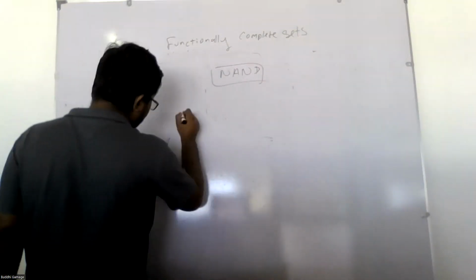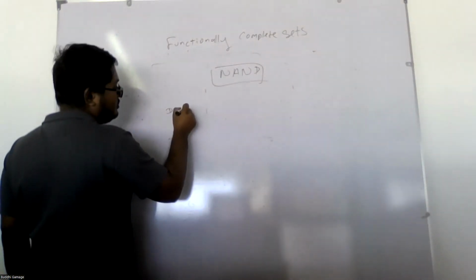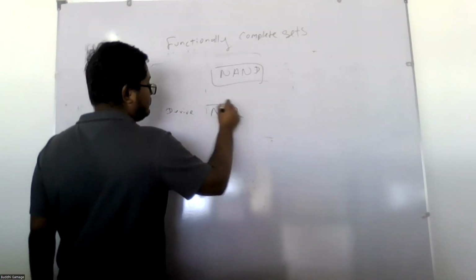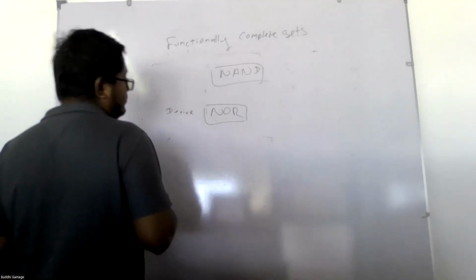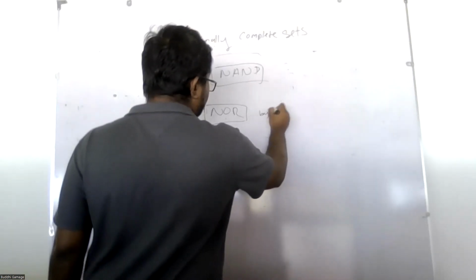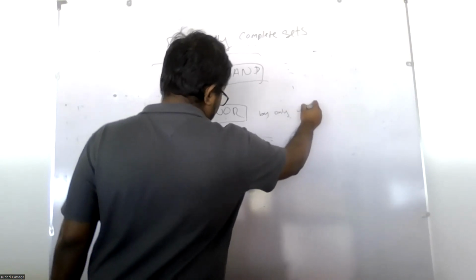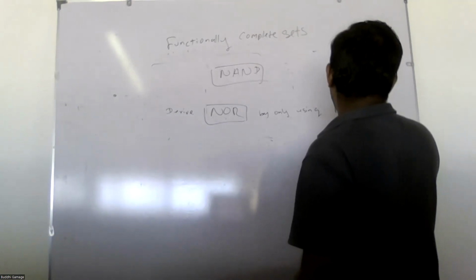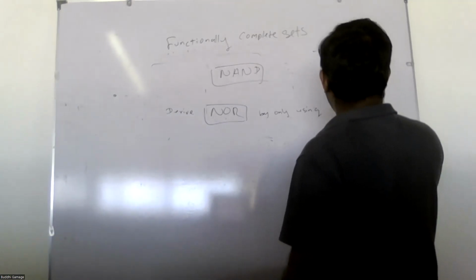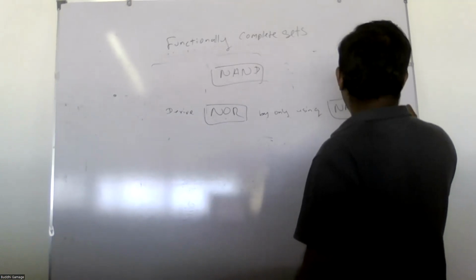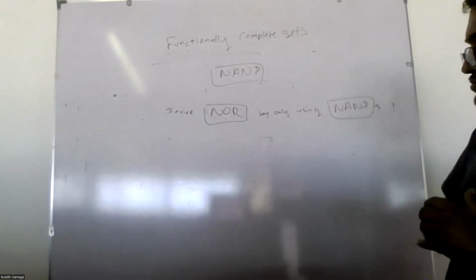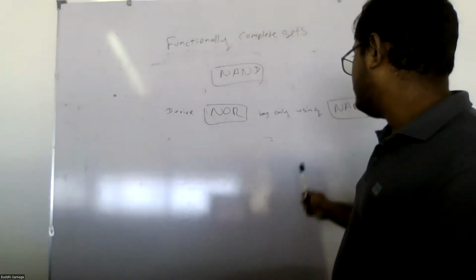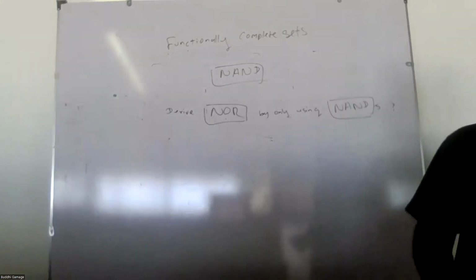Derive the not gate only using NAND. Please do this. Derive the not gate by only using NAND gates.